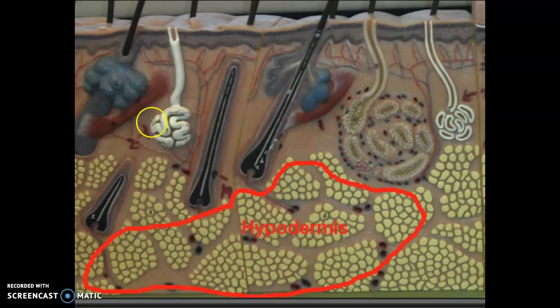Now where all the fun stuff is: our eccrine sweat gland, our erector pili, our sebaceous gland, our hairs. Those are all in the dermis. So this area here is the dermis. Now this colorful area is the epidermis, and I'm going to zoom in.